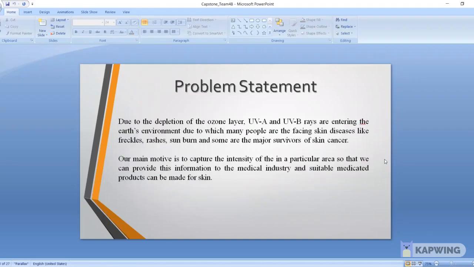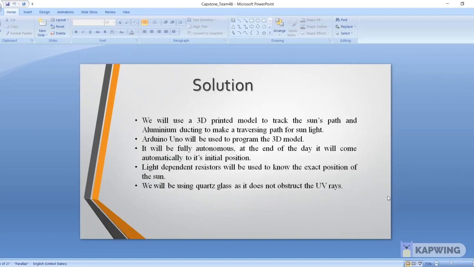Now, our problem statement is that due to the depletion of the ozone layer, UVA and UVB rays are entering the Earth's environment, due to which many people are facing skin diseases and some are facing severe diseases like skin cancer. We introduce a solution: by making a 3D printed model, we will track the sun's path, and Arduino will be used to program this 3D model, and it will be fully autonomous.